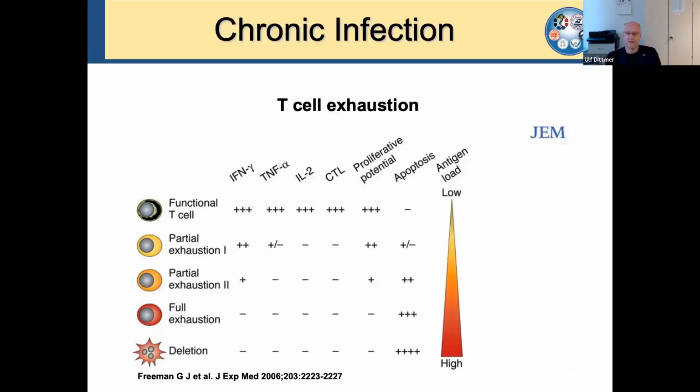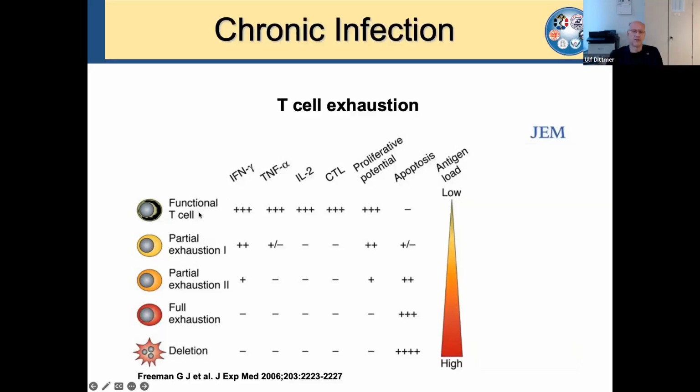But then, if the virus is not cleared, and in these infections the virus is not eliminated, then the T cells start to develop a dysfunctional phenotype. They are still there. You can still see them and measure them, but they can't do anything anymore. And this has been shown nicely in this review.